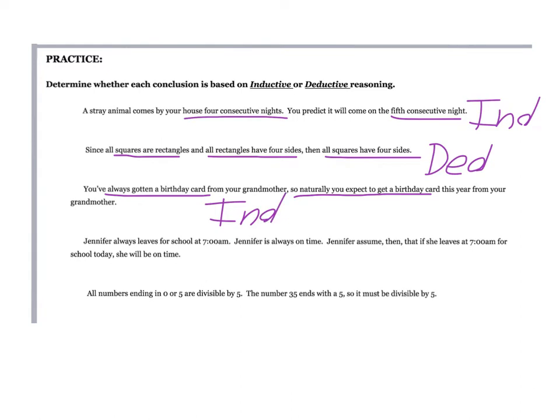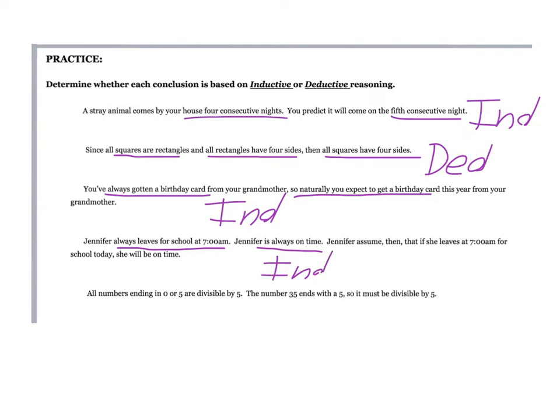Jennifer always leaves for school at 7 a.m. Jennifer is always on time. Jennifer assumes then that if she leaves at 7 a.m. for school today, she'll be on time. Well, she always leaves for school at 7 a.m. She's always on time. That is a pattern of behavior. That means that this is inductive.